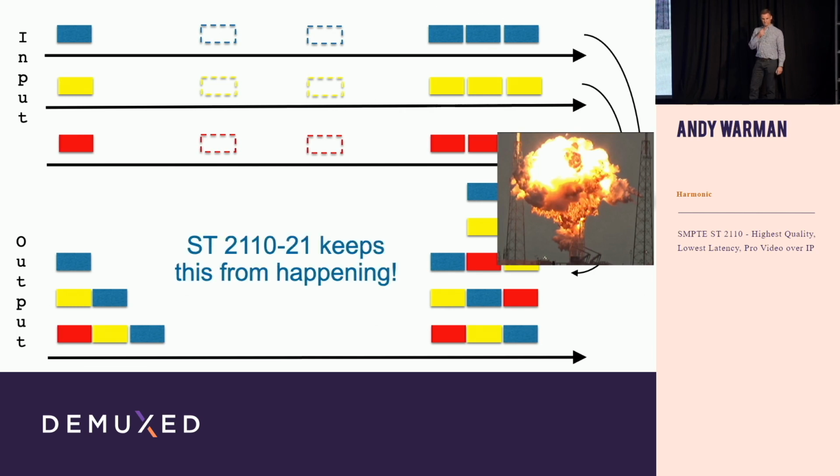So there is a solution for this. It's 2110 part 21. That's the traffic shaping. And that actually defines how to consistently deliver the data over the network so that we don't run into these problems. Includes some flexibility as well. So, for example, ASIC-based systems need pretty tight controls. Software-based systems don't, right? They can have a lot more buffering. And so that kind of flexibility is built in here. But this is a method for us to clearly state how to make sure that we get consistent data delivery, even though IP networks are not really deterministic per se.